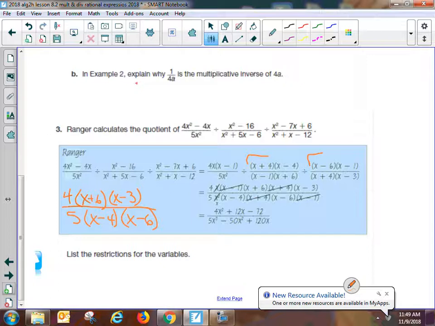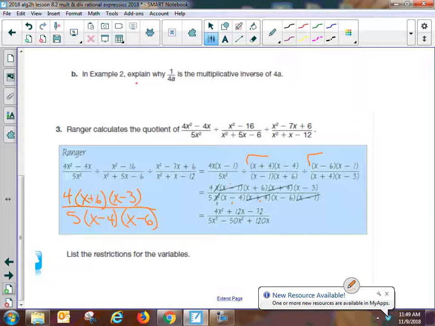Oh, so they took this. Do you see where I'm pointing? And see how x plus 4, x minus 4 was in the numerator? Now it's in the denominator. And then they took the x minus 1, x plus 6 that was in the denominator and moved it up top. And then they did the same thing with the next set of values. Now, your restrictions come from the denominator before and after the flip.